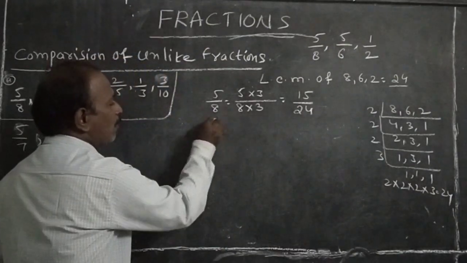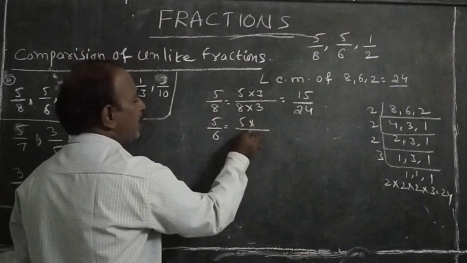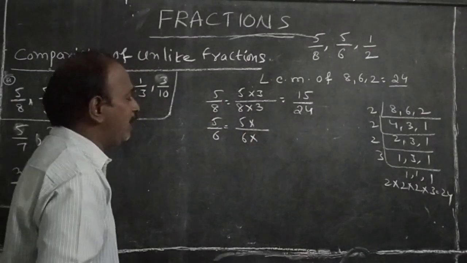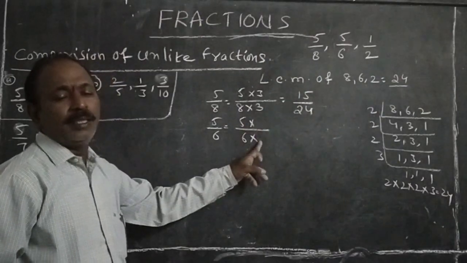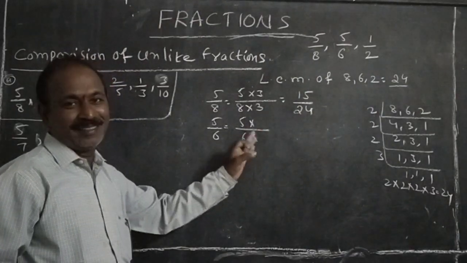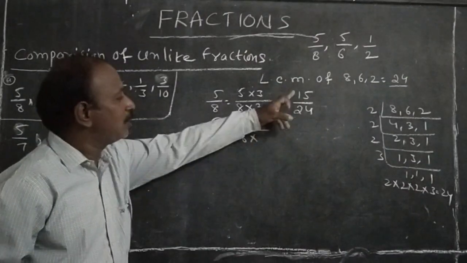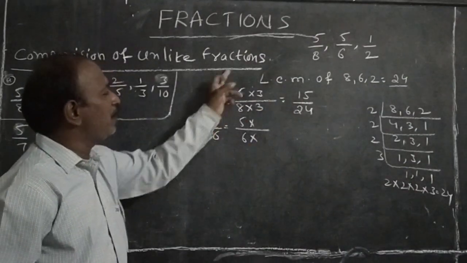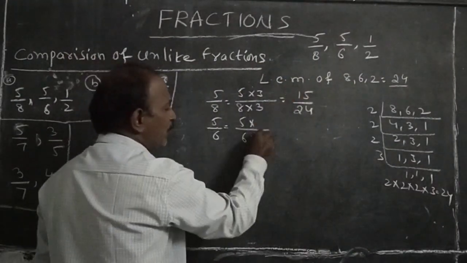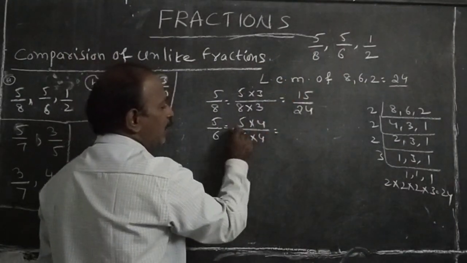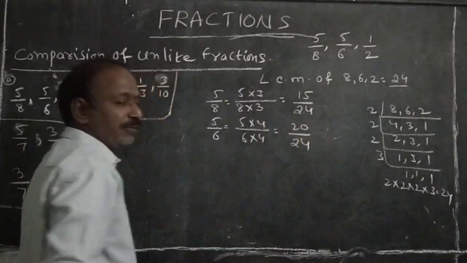Next one, 5/6. That is 5 into 4. Here we are multiplying both the numerator and denominator by the same number. So equivalent fractions are made for changing unlike into like fractions. Okay, in the 6 table, LCM 24, 6 fours are 24. That is 5 fours are 20 by 6 fours are 24.